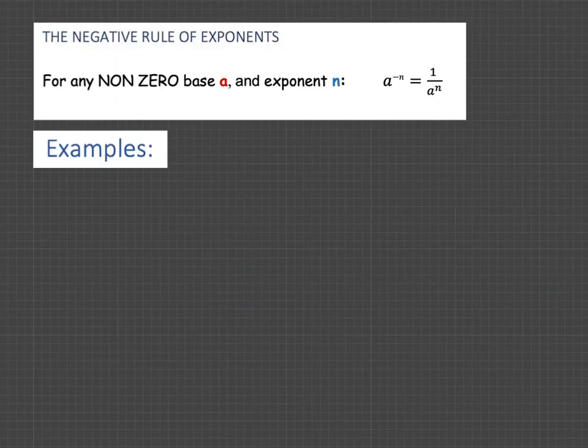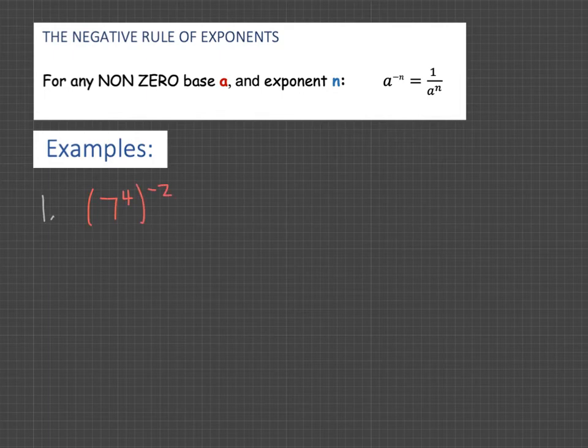The next rule is the negative rule of exponents. This will tell us what to do if we end up with an exponent that is negative. Again, we're starting with a base of a, exponent of n. If we have our base of a and the exponent is negative, we generally want to write only positive exponents. So to make it positive, we have to take the reciprocal of the base. To take the reciprocal is basically to move the base from numerator to denominator, or if it's already in a denominator, we move it to the numerator. Let's jump into some examples.